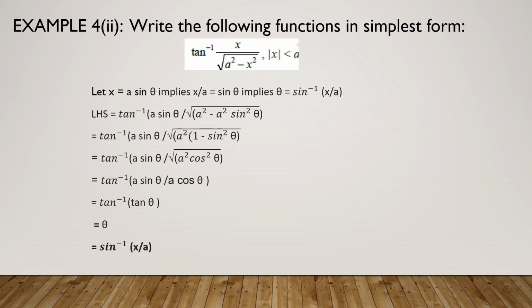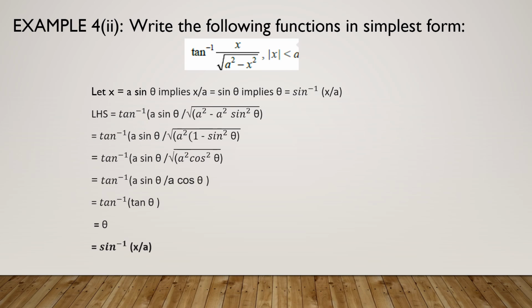Next, write this function in the simplest form: tan inverse of x upon root of a square minus x square, mod x less than a. Now it is like the previous one, but over here you are having tan inverse of x upon root of a square minus x square. Now here you need to take x is equal to a sine theta, correct? Just by practice it will be clear what you have to take as x. X is equal to a sine theta means x by a is sine theta. So your theta is sine inverse of x by a.